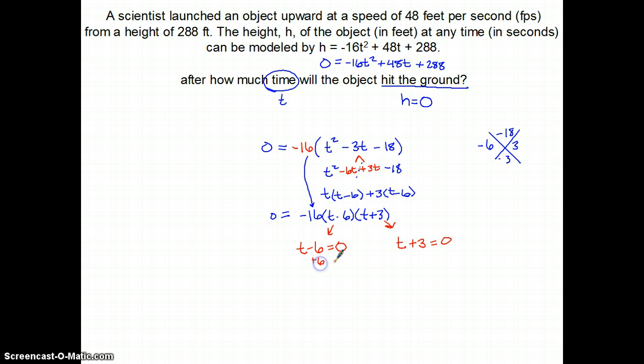Adding 6 to both sides of my equation, I find that t is going to equal a positive 6, or subtracting 3 from both sides of my equation, I find that t is going to equal negative 3. So what we have found is that the time it's going to take for the object to hit the ground is either 6 seconds or negative 3 seconds. Now, if we're thinking about this realistically, it's not going to take an object a negative amount of time to reach a destination. So we're going to disregard this solution and say that it is going to take the object 6 seconds to hit the ground.